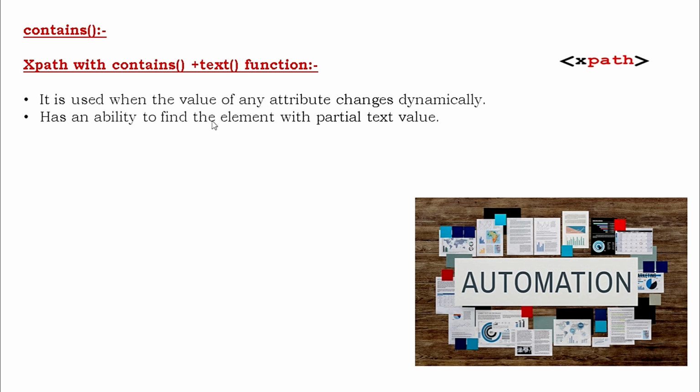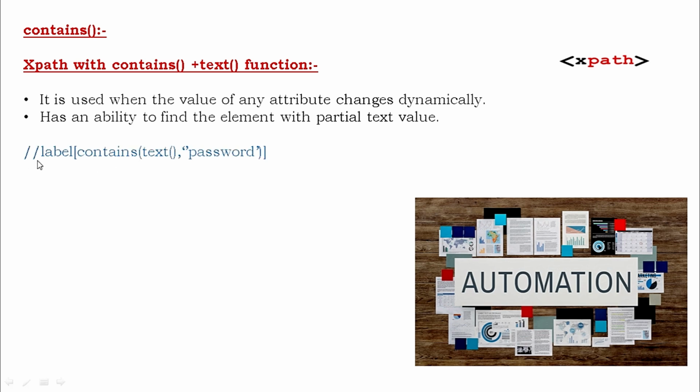It has the ability to find an element with a partial text value. With the text method we cannot go with a substring of the text. We need an exact match of the text available on the web page. But when we go with the contains method, we can use a partial text value, or you can say a substring of the text on the web page.